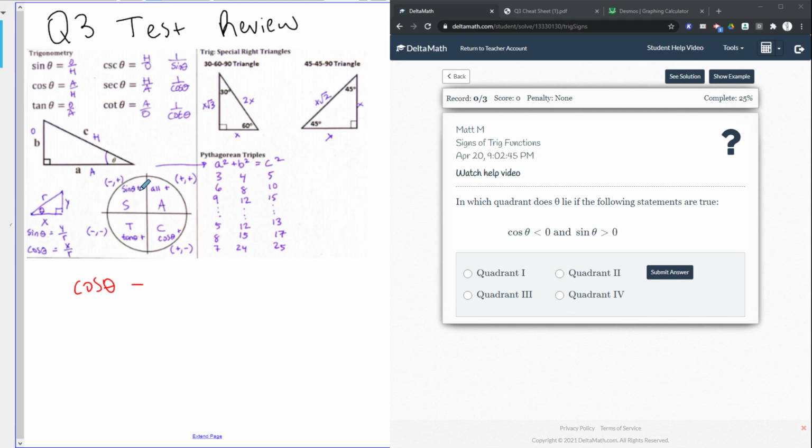Looking at my little quadrant, my unit circle here, all sine, tangent, cosine, ASTC. Let's see, so cosine is going to be negative in these two quadrants, 2 and 3. Sine is greater than 0, so sine is positive. That would be in quadrant 2. So for my answer, I'll select quadrant 2.